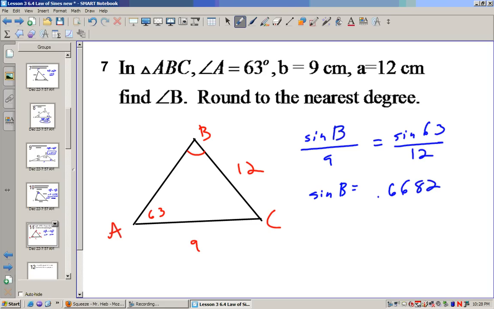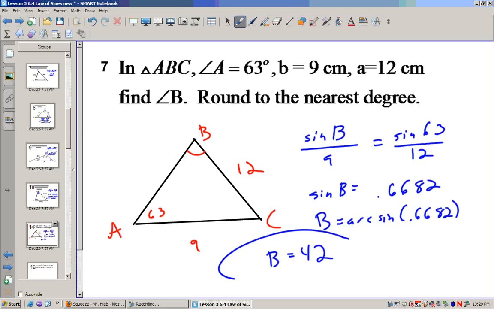So now I take the arc sine of both sides. Well, if I take the inverse sine, I'll get 41.9. This is the roundest degree, so let's call it 42. And then 180 minus 42 is 138. And 138 is too much because 138 plus 63 is over 180. So we only have one answer for B, which is 42 degrees.